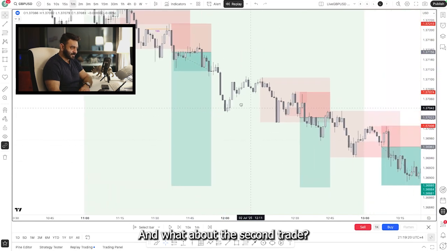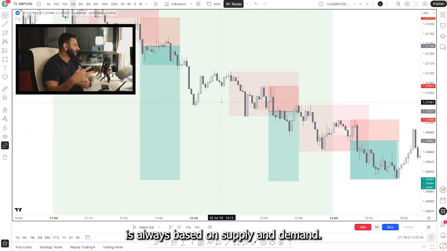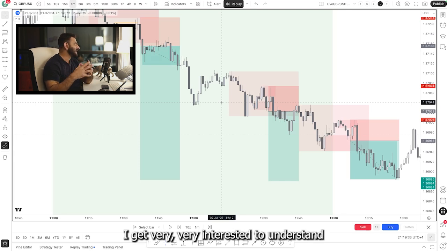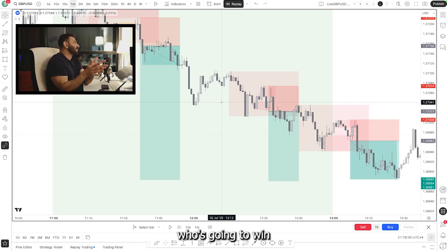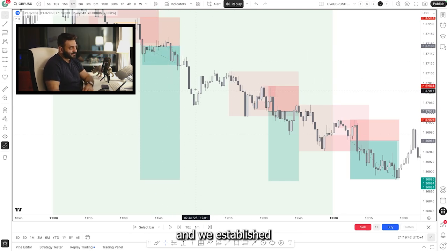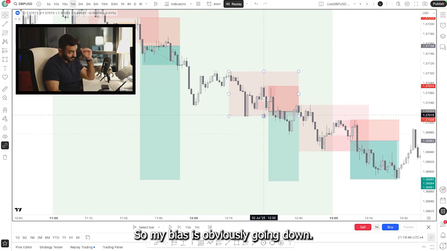What about the second trade? Now, I told you before that the way the market is driven is always based on supply and demand, right? So when supply and demand interaction is happening, I get very interested to understand who's going to win. Is the supply going to take over, or is demand going to take over? Now, we know and we have established the fact that the trend is downwards. So my bias is obviously going down.